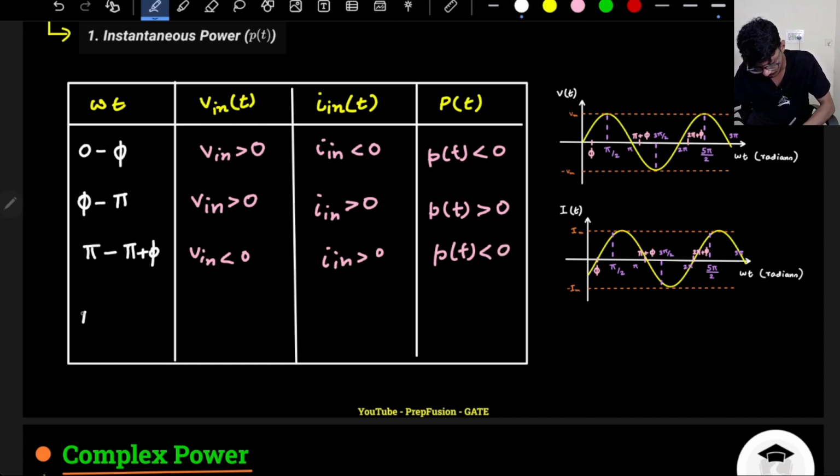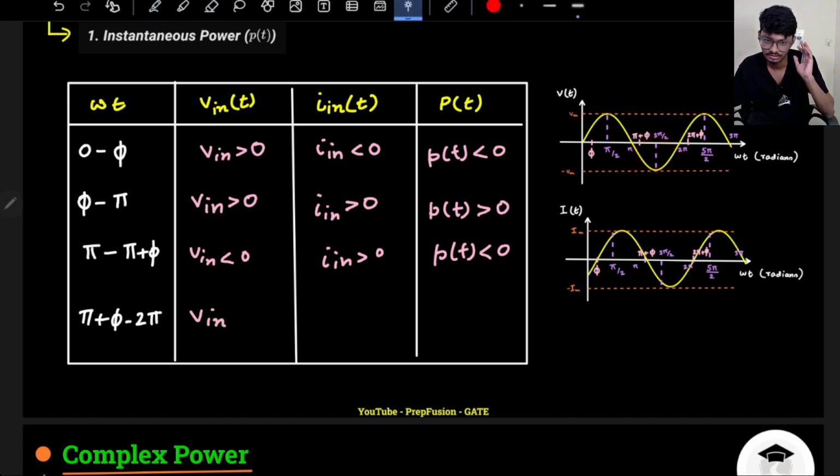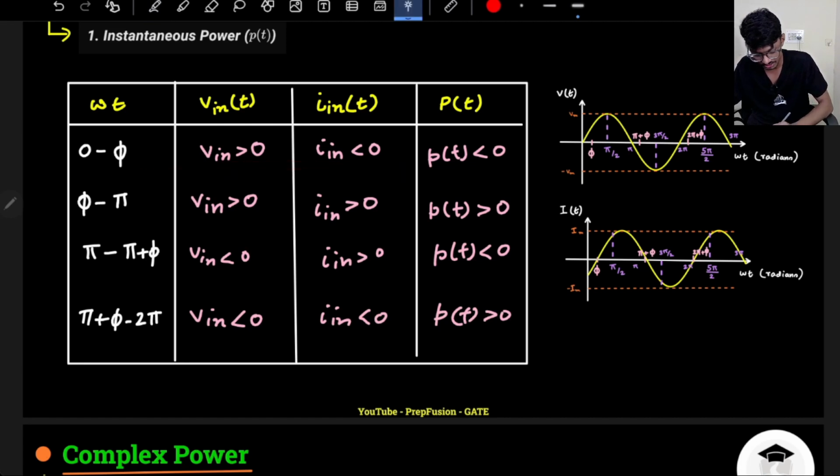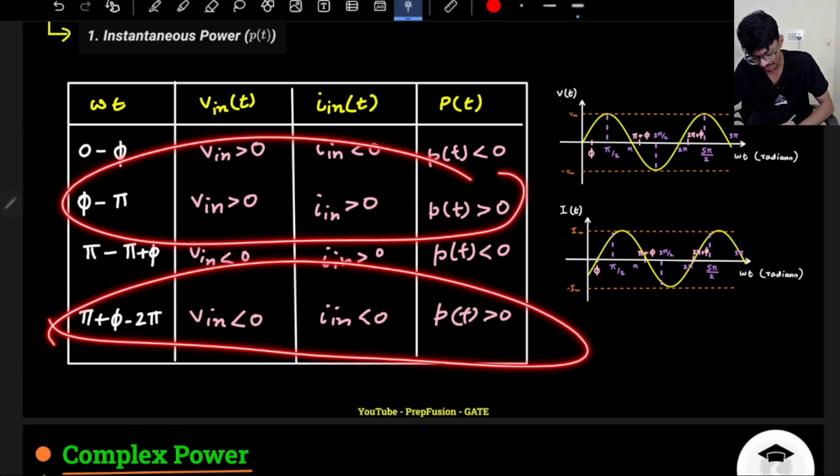Again, from pi plus phi to 2 pi, the voltage is always negative after pi. And after pi plus phi, the current is also always negative till 2 pi. So what is the product? The product of the voltage and current is positive. So if you see, for certain periods the power is positive, and for certain periods the power is negative.